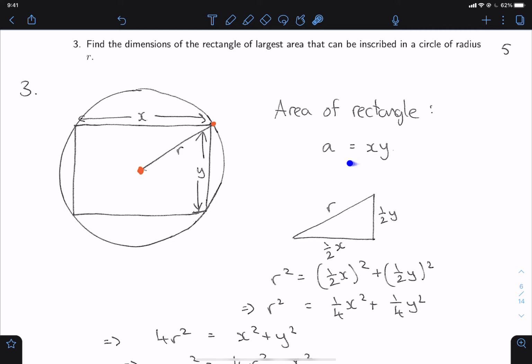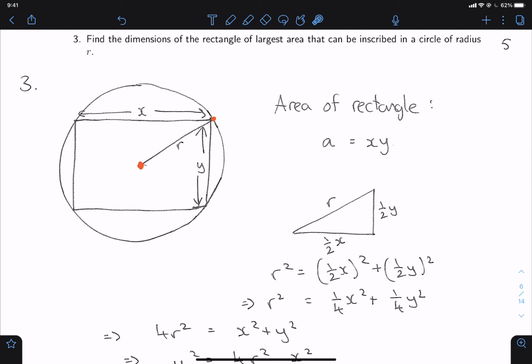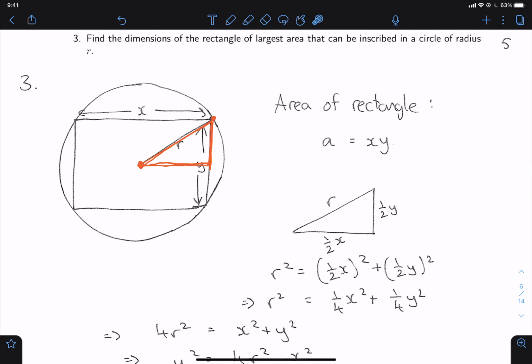Simple like that, right? And because this is in terms of two variables, we will eventually need to eliminate one of the variables. So we're going to find a relation between the variable x and variable y. That's why we want to make use of the rectangle here. There's a right triangle in this upper corner of this rectangle. A triangle, sorry, a right triangle here.